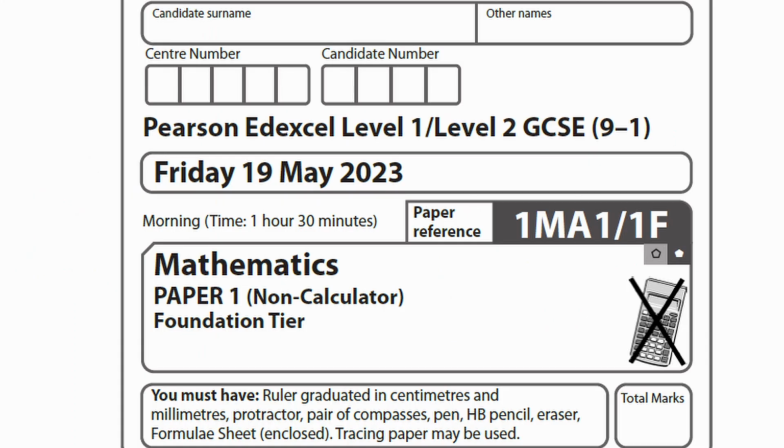In today's video, we will be looking at the Edexcel Maths Paper 1 from the Foundation tier, which is a non-calculator paper. Number 1. Write 38% as a decimal. So if we want to write 38% as a decimal, we know that as a fraction, this is the same as 38 over 100, which is 38 hundredths. So if we want to write that as a decimal, we will write it as 0.38.